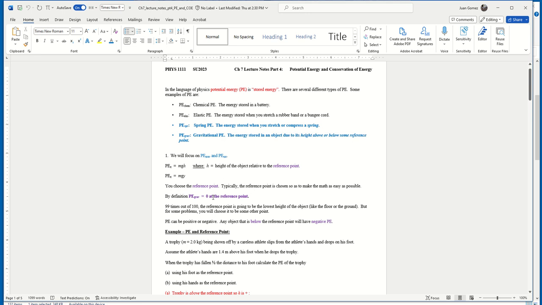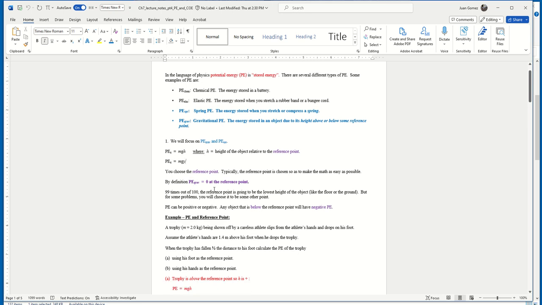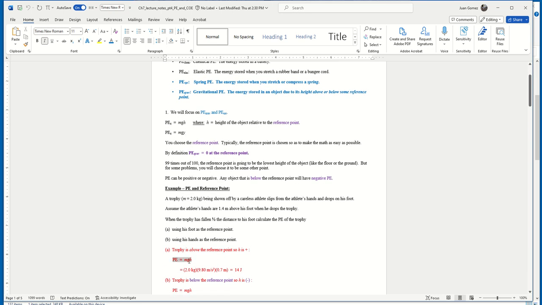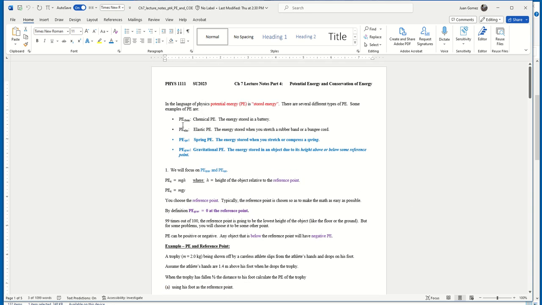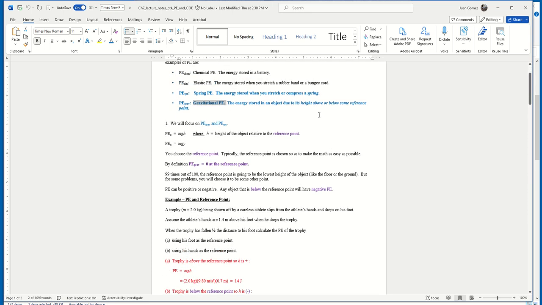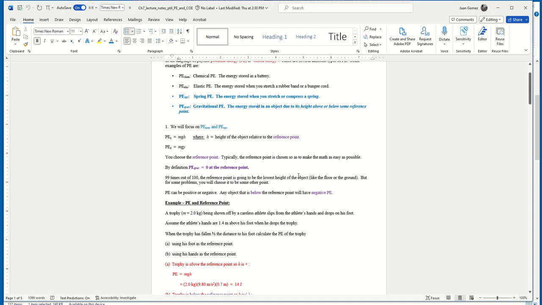Typically, if I'm talking about gravitational potential energy, because that's the most common, sometimes I'll drop the subscript, and I'll just call it PE, for example, here. But for all the other types of potential energy, like spring, elastic, chemical, I'll include the subscripts. Because gravitational potential energy is the most common, usually I just omit the subscript. Again, we'll do gravitational first, then we'll get to the spring.